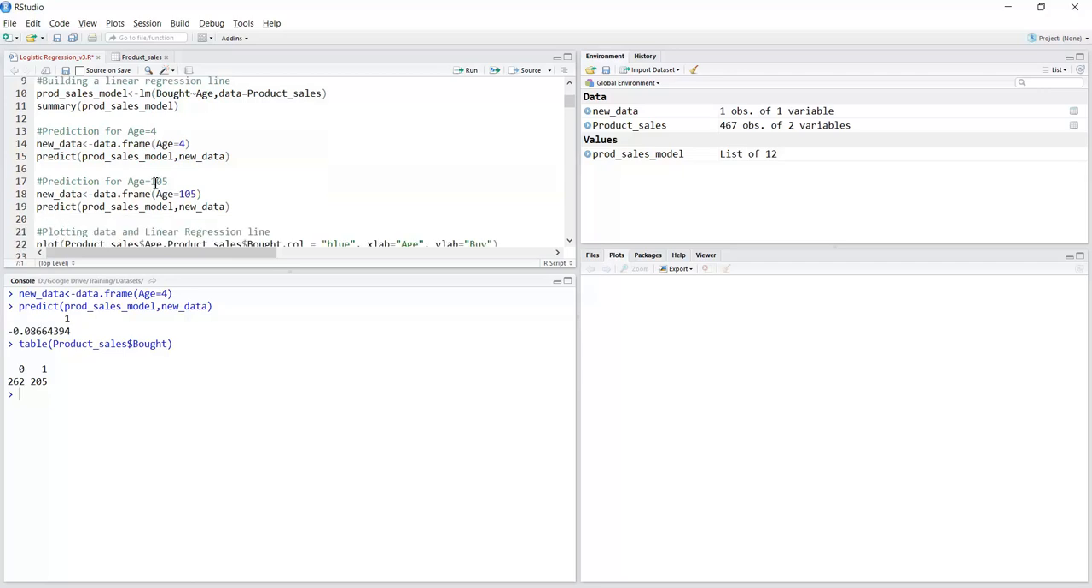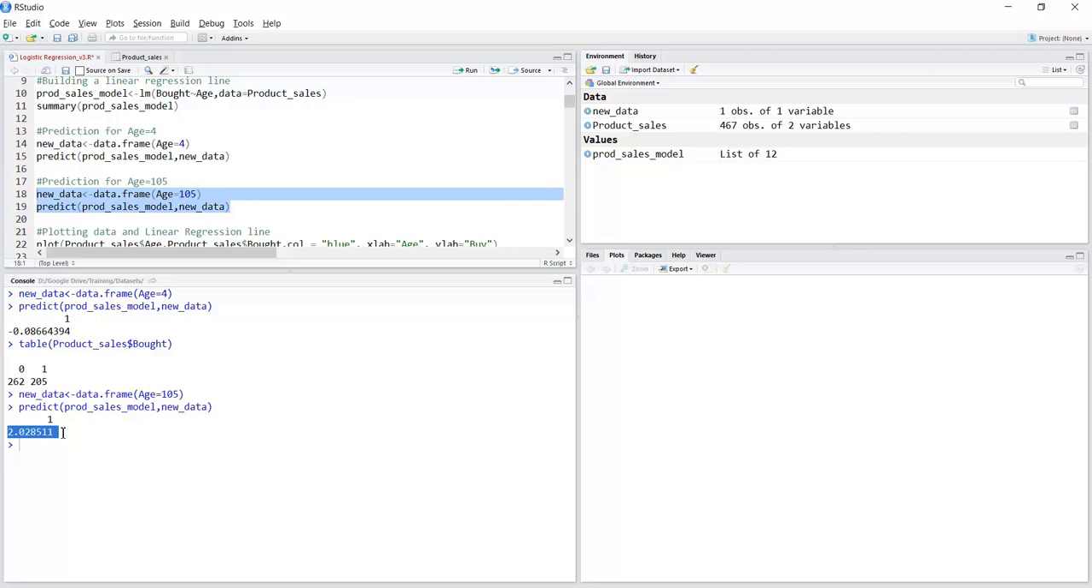Let's go to the next one. Keep that, hold it. Next prediction: age equal to 105, whether that customer will buy or not buy. If the prediction is 1, then he will buy. If the prediction is 0, not buying. What is the predicted value using the linear model that we have built for age equal to 105? The predicted value is 2.02.